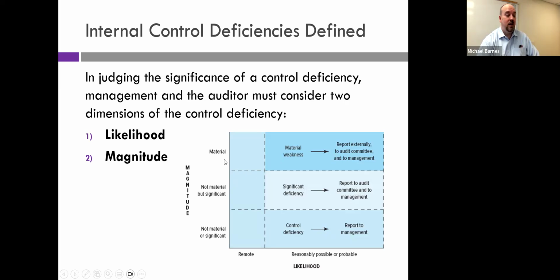And then material, that's basically saying that if a control deficiency is left unchecked, it's likely to result in material misstatement. That's a material weakness, as we specified. We report to the audit committee and management, but then we also report that externally. And we're going to get into a lot more detail about what that entails here in just a little bit. So you can see the escalating scale of what this represents.